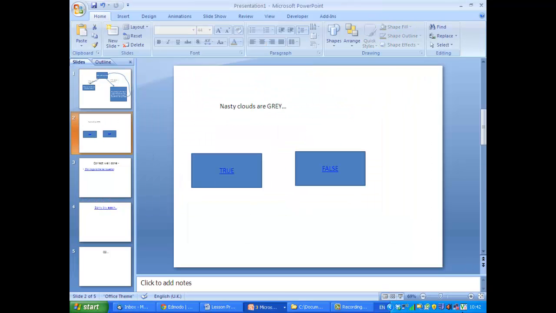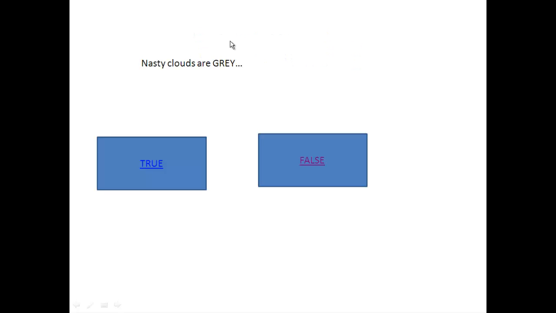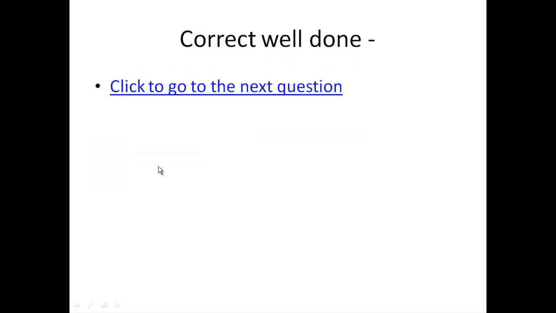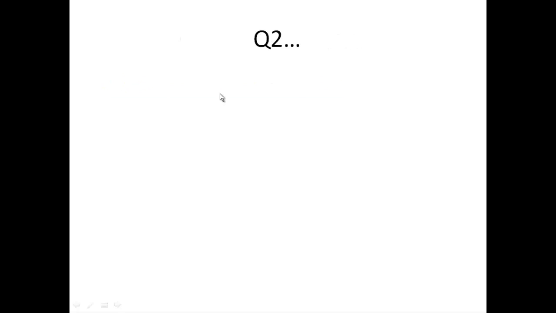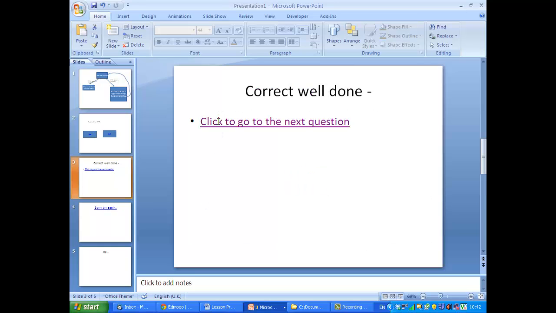So let's see this now in real time. You click on nasty clouds are grey, false, sorry, try again. It takes you back to here. Okay, true, well done. Go to the next question, and then it'll go on to question 2. Okay, and that is really the heart of this.